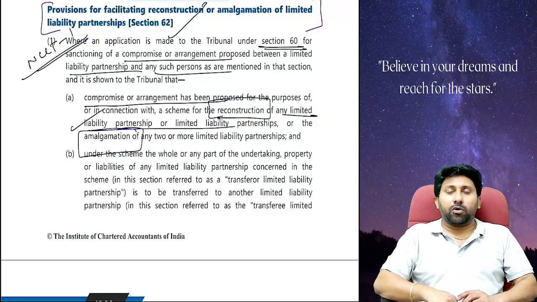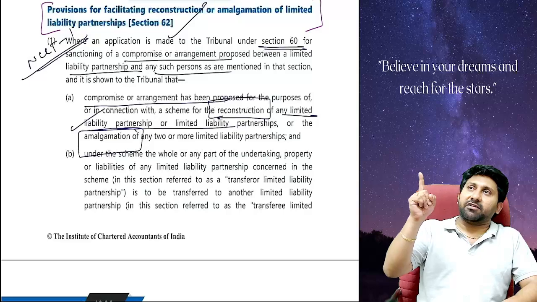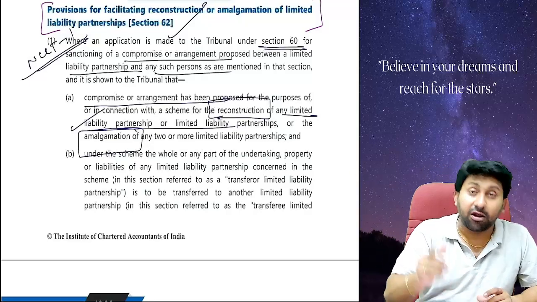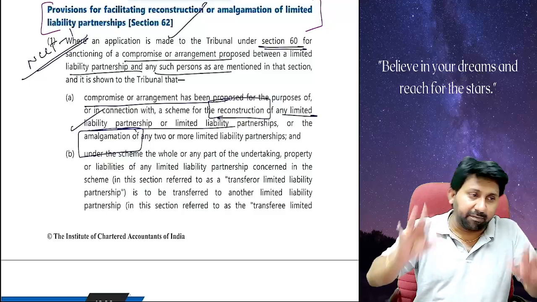So, point number one. Take the same application you used for section 60. There you made it for compromise. Here you will make it for compromise or arrangement. The name is compromise or arrangement.